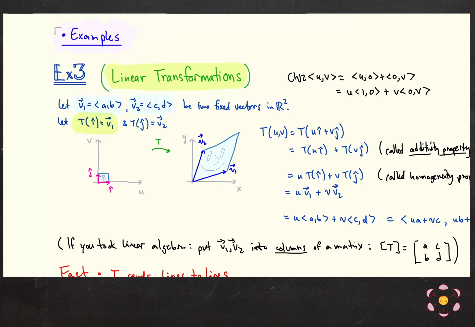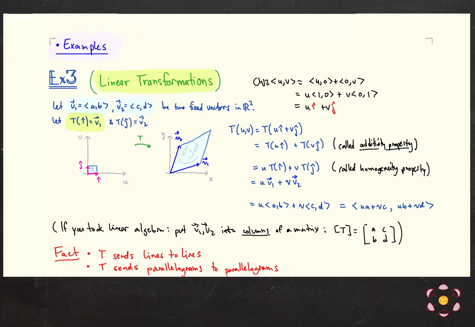Oops. Change that to a 1. Okay, so what I've just shown us is that basically any vector (u, v) can be written as u i hat plus v j hat. And again, you kind of do this instinctively by now.